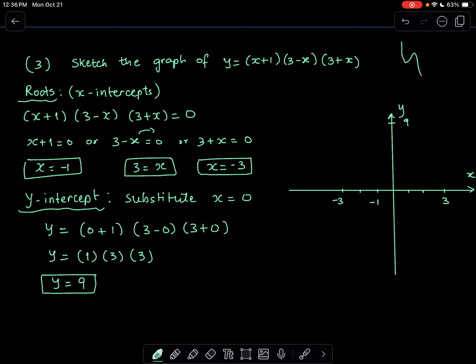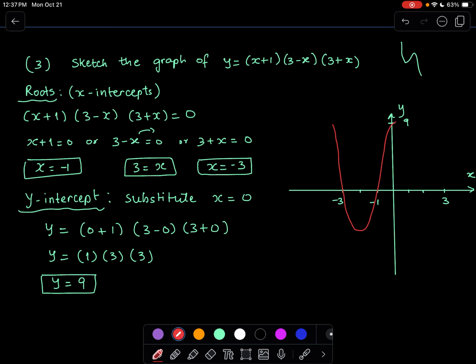And let's say +9 is over here. And we know that the graph is a downhill. So go ahead and pass the graph through all the points that you have identified.